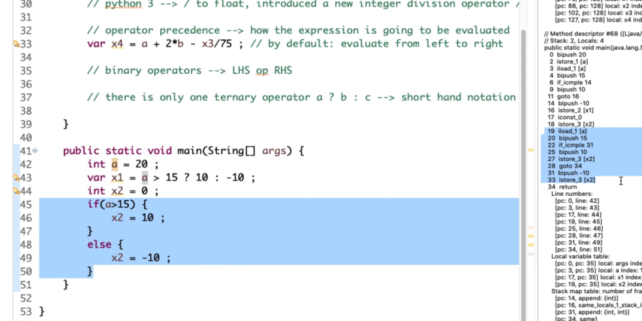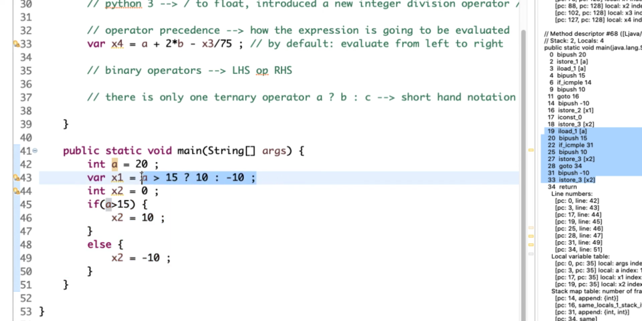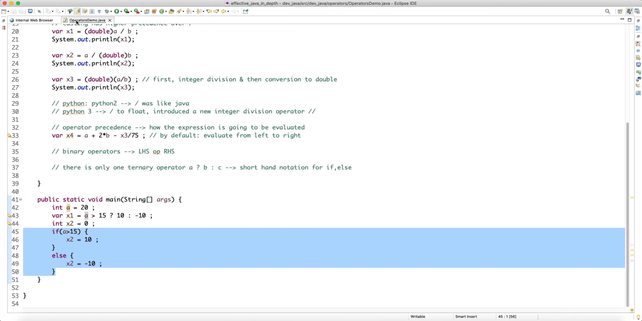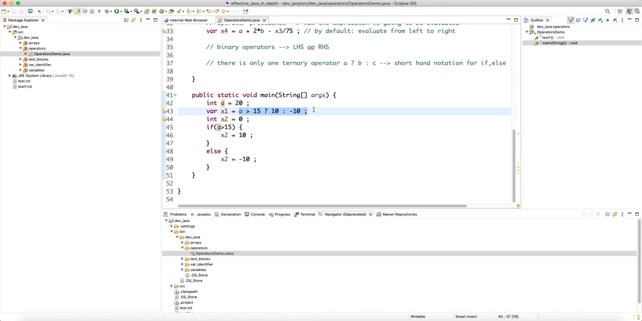We load A, we push the 15, we do an if integer compare less than or equal, a less than or equal comparison between two integers, A and 15, and then we either push 10 or do a go to, and then minus 10 or a store, right? Exactly the same. But the ternary operator tends to be much easier in some cases instead of trying to write an if-else. So I recommend you start also using the ternary operator whenever it's easier to write your entire if-else in one line. So this is exactly an if-else statement.